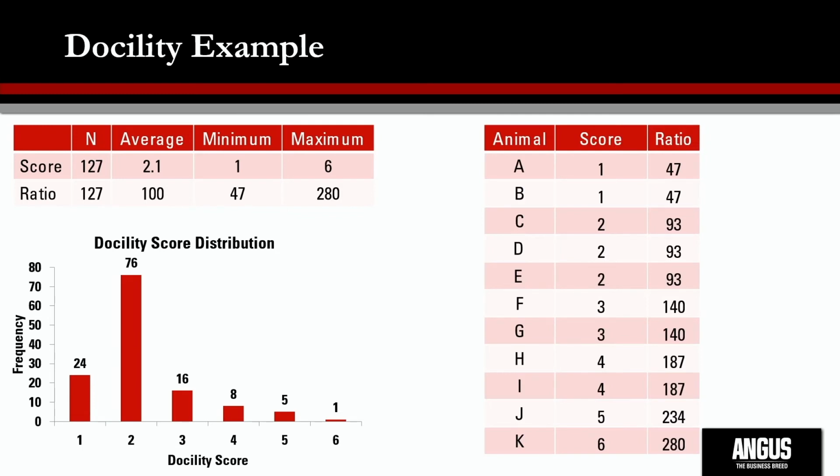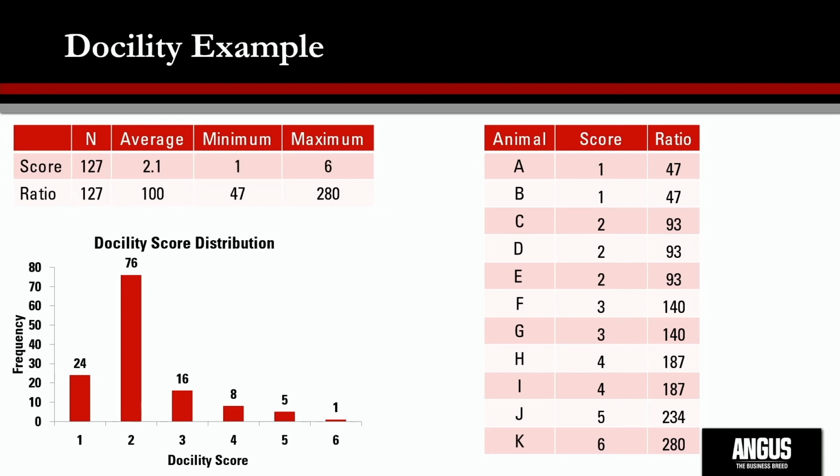Now, as we look at individual animals in this group and the relative ratios going with each individual score, what you notice right off is that each score is going to receive the same value. So for a score of 1, every animal that scores a 1 for docility in this group, the ratio is a 47. Every animal that scores a 2, the ratio is a 93. Now what you'll notice here is that we don't have any animal actually ratioing 100.